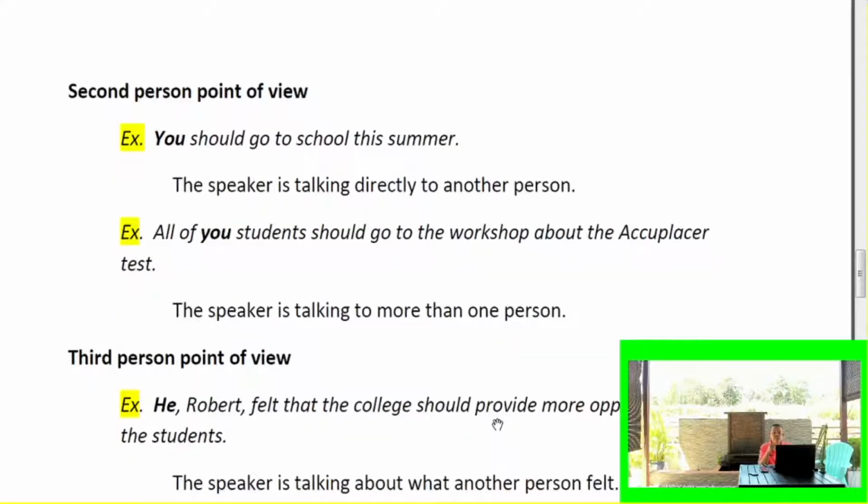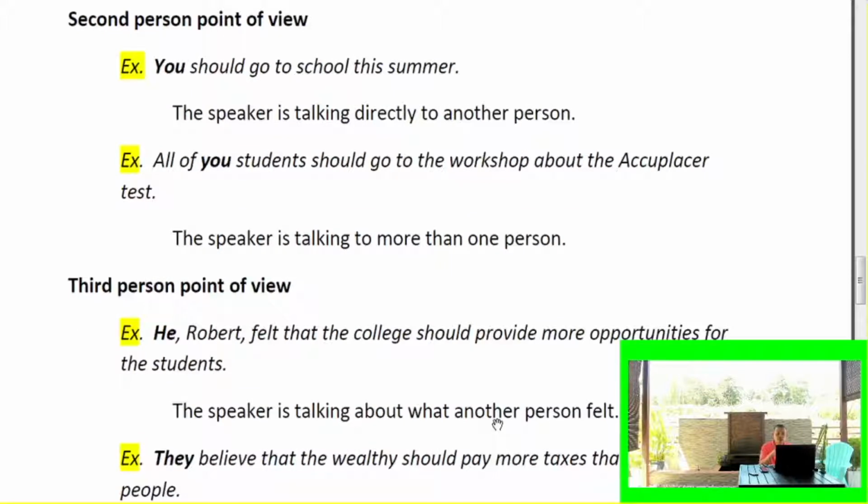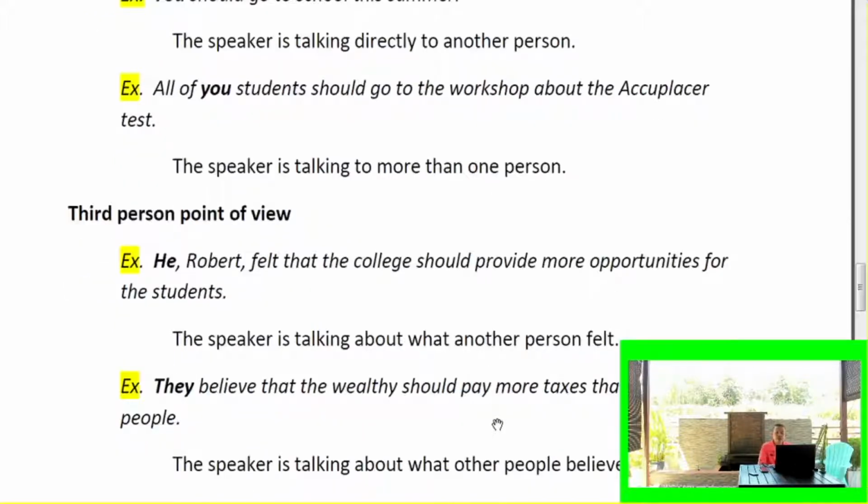For the third person, for example: Robert felt that the college should provide more opportunities for the students. So the speaker is talking about what another person felt. Robert felt that the college should provide more opportunities. Okay, so example number 2: they believe that the wealthy should pay more taxes than other people. So the speaker is talking about other people's beliefs, not about himself. Okay, so he used they for the third person.